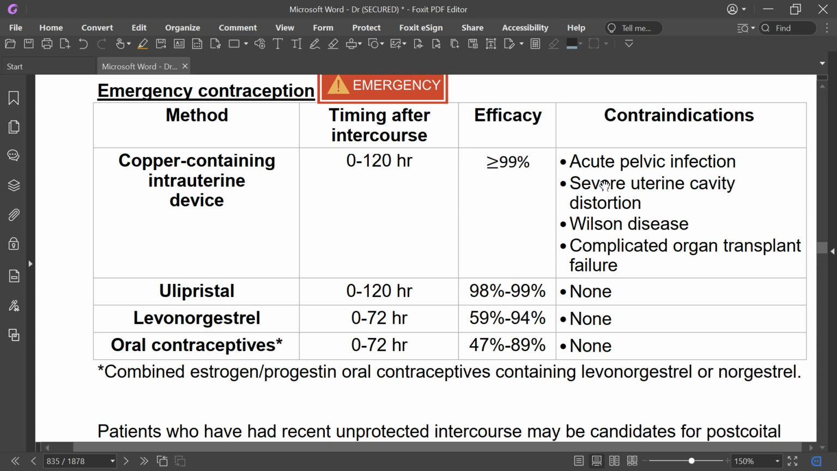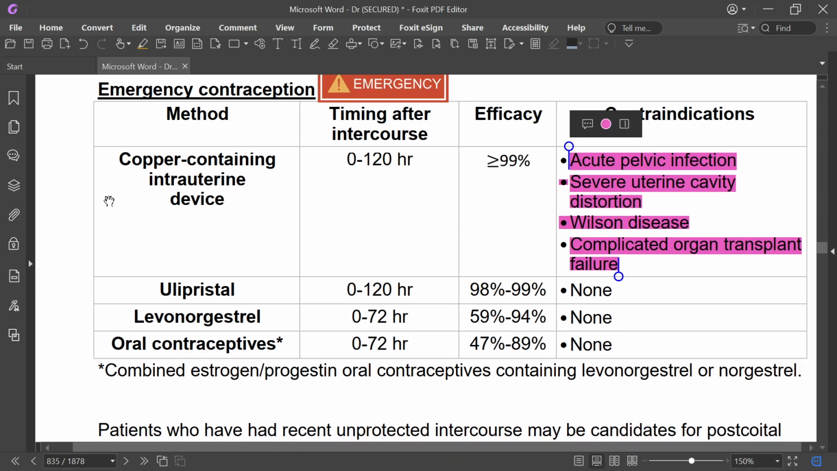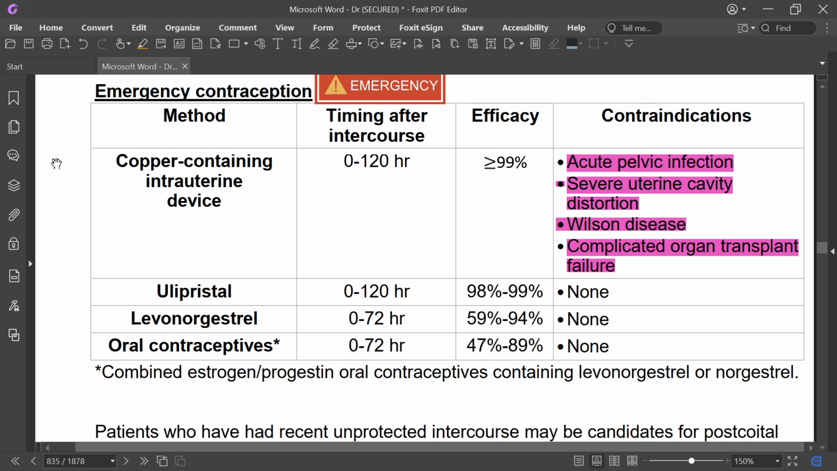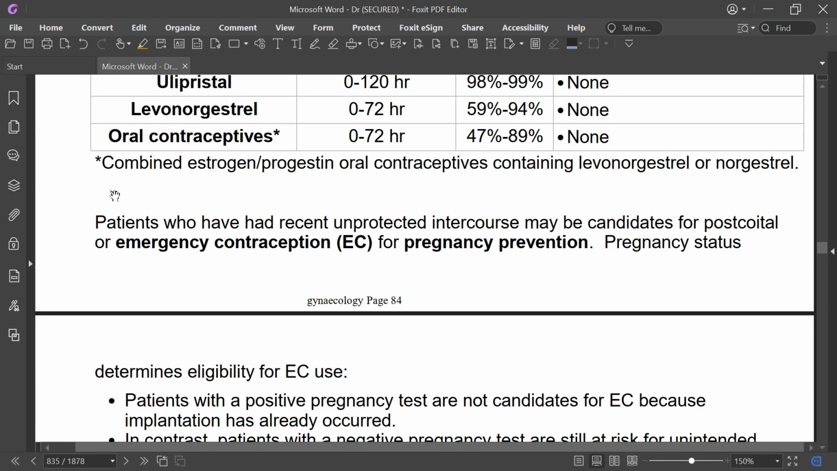Copper IUD cannot be given in active pelvic infection, severe uterine cavity distortion, or Wilson disease, because Wilson disease has a copper metabolism problem, and you are giving copper from outside, which may cause serious problems. It is also contraindicated in active PID, severe uterine cavity distortion, and complicated organ transplant failure.